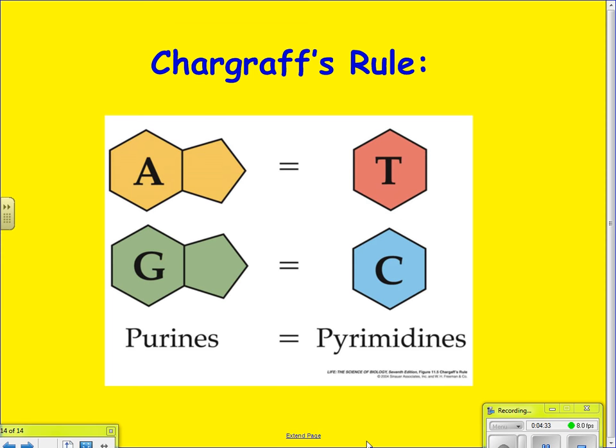Now, a fellow by the name of Chargaff came up with Chargaff's rule. And Chargaff's rule is simply just that. When pairing in DNA, adenine will always pair with thymine, and cytosine and guanine will always pair together. In this way, a purine is always pairing with a pyrimidine.